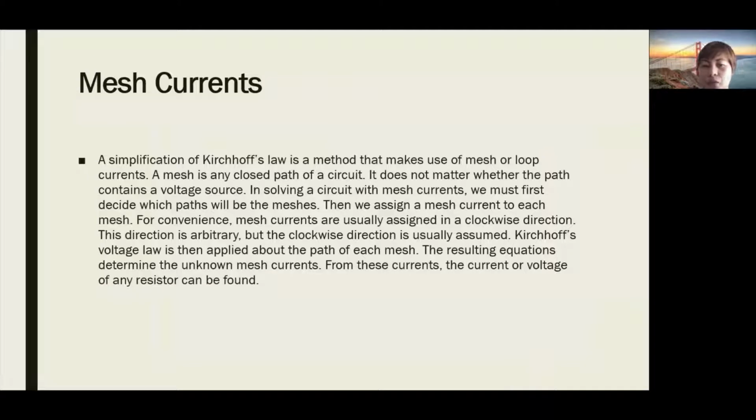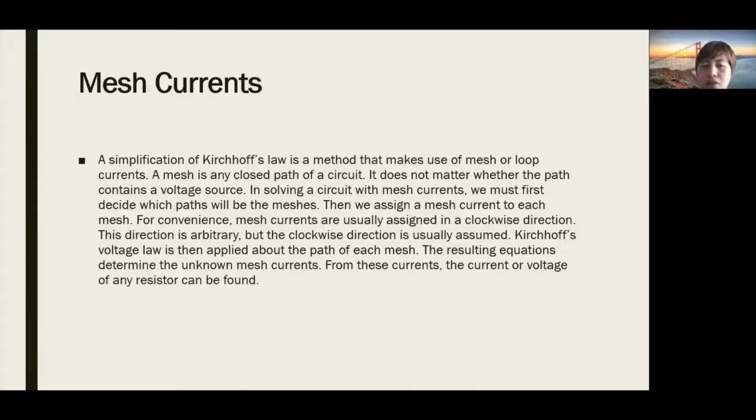A mesh is any closed path of a circuit. It does not matter whether the path contains a voltage source. In solving a circuit with mesh currents, again, a mesh is a loop. We must first decide which paths will be the meshes, then we assign a mesh current to each mesh. For convenience, mesh currents are usually assigned in a clockwise direction. This direction is arbitrary, but the clockwise direction is usually assumed.